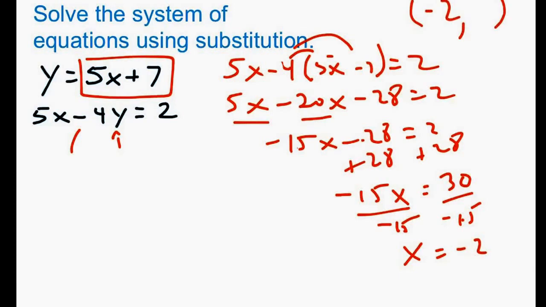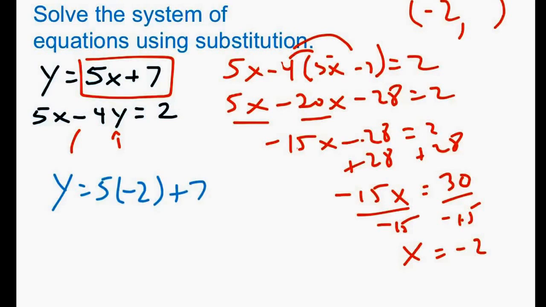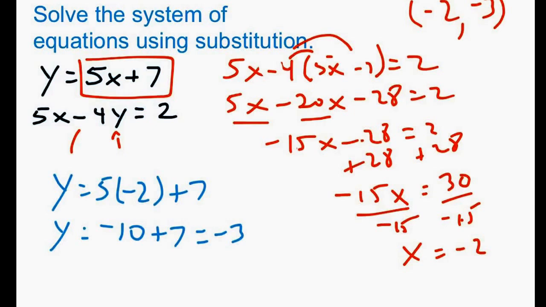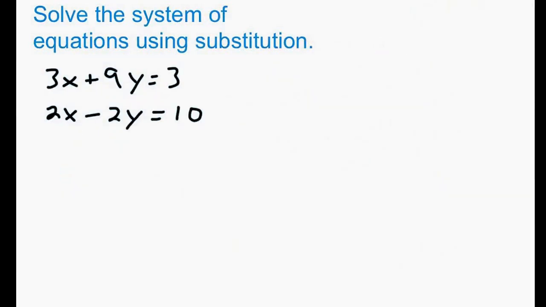I'm going to plug this into either of the first two equations. I'm going to choose the first one. y equals 5 times, I'm going to put negative 2 in for x, plus 7. 5 times negative 2 is negative 10. And negative 10 plus 7 is negative 3. So negative 3 for my y-coordinate. Negative 2 comma negative 3. Hopefully you got the same. Alright, pause it, try it, come on back and watch me do it.